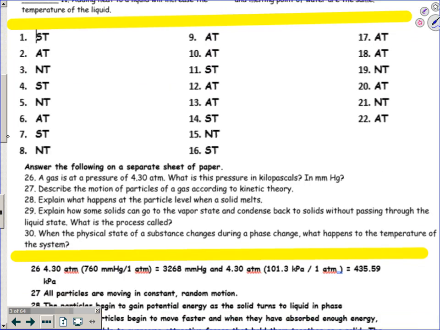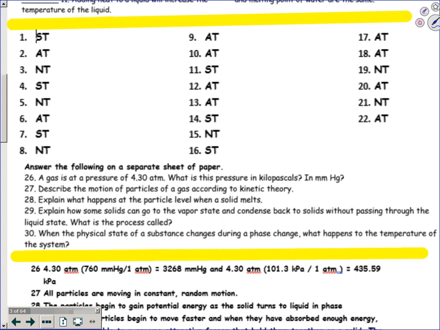Okay, so here's your true false. I think it will probably help if I say it out loud. 1 sometimes, 2 always, 3 never, 4 sometimes, 5 never, 6 always, 7 sometimes, 8 never, 9 always, 10 always, 11 sometimes, 12 always, 13 always, 14 sometimes, 15 never, 16 sometimes, 17 always, 18 always, 19 never, 20 always, 21 never, 22 always.